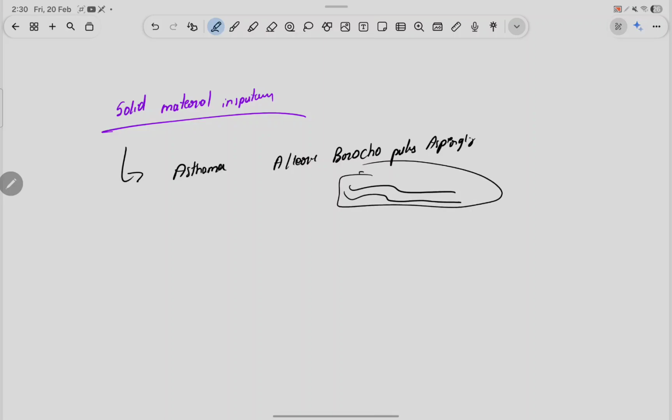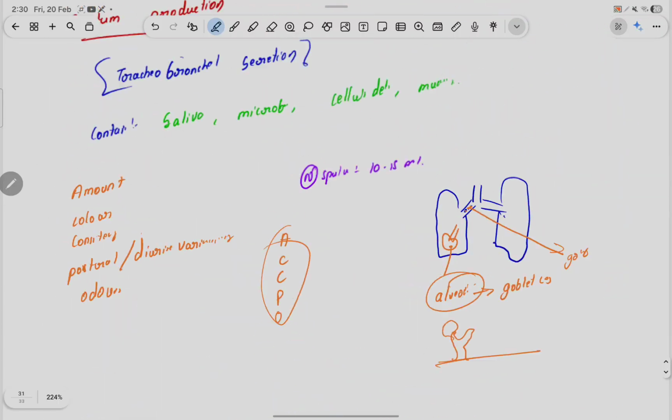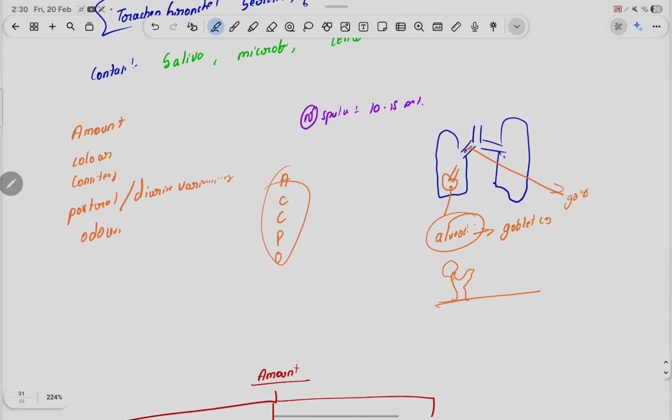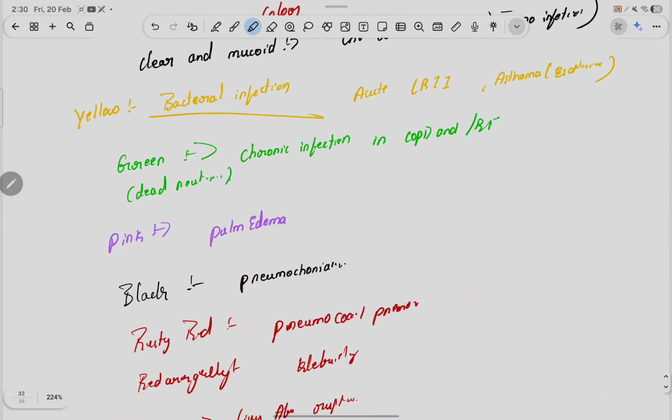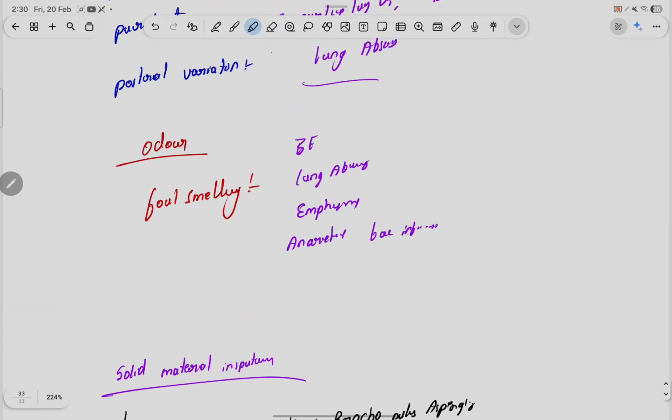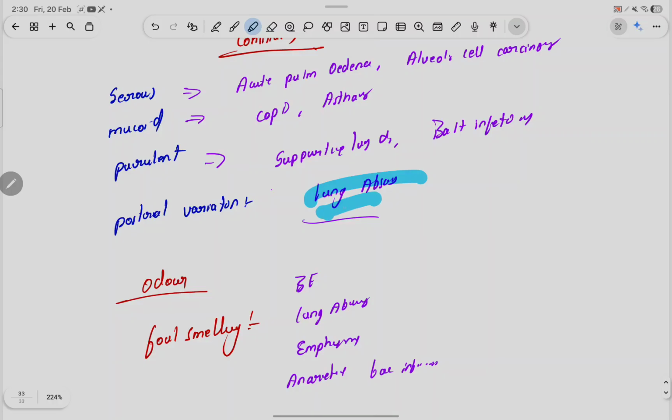This is the end of the types of sputum: amount, color, consistency, and odor. Postural or diurnal variation, as I already said, is seen in lung abscess. Okay, thank you.